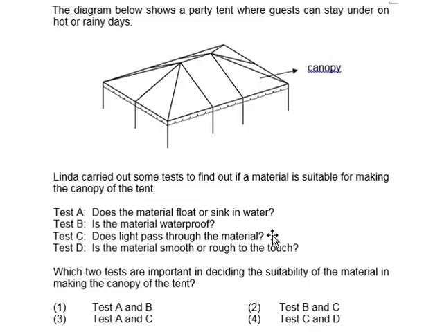Test D: is the material smooth or rough to the touch? Normally the canopy is right on top, whether it's smooth or rough, nobody's going to touch it after it has been set up. So knowing all this, make your choice: one, two, three, or four. Which of the tests do you think are important?